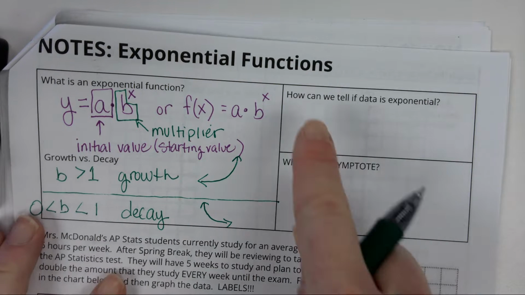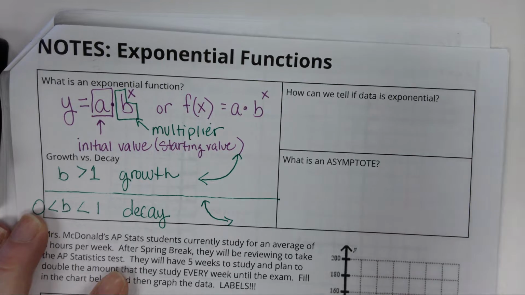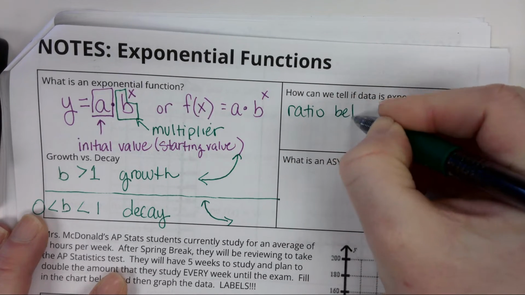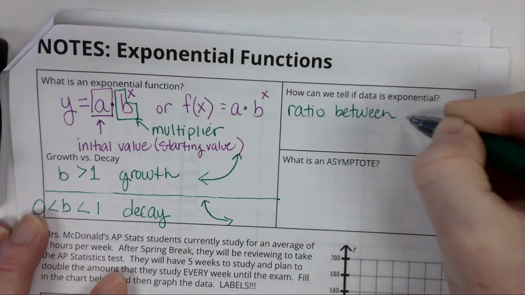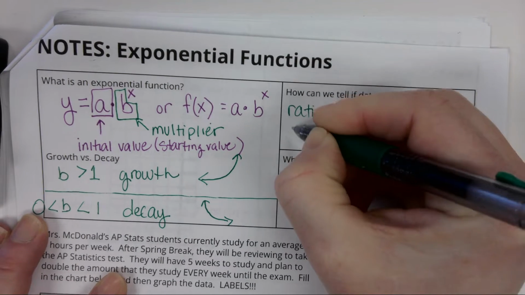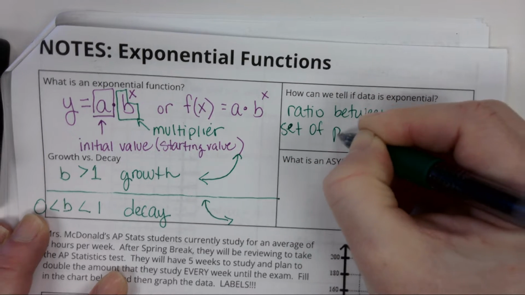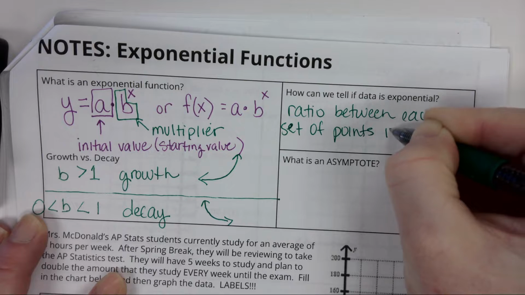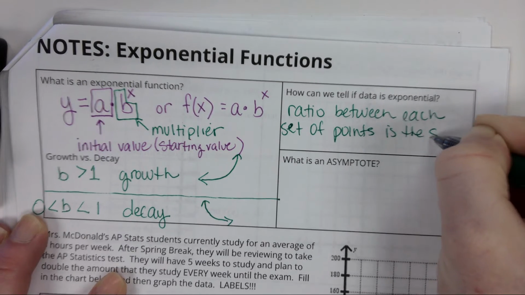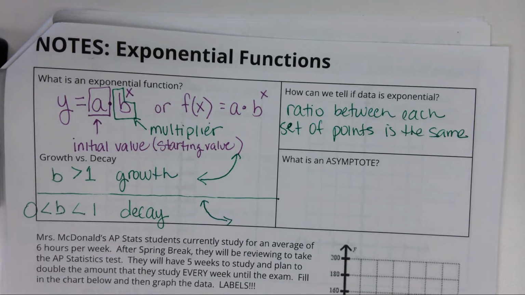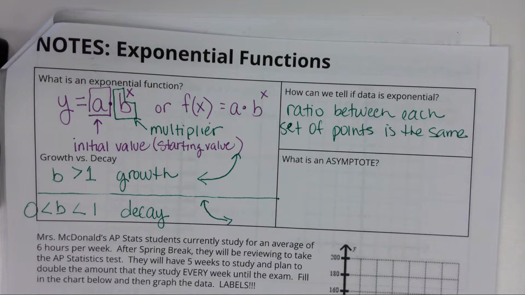So how can we tell if data is exponential? The ratio between each set of points is the same. The ratio between each set of points is the same. Okay, and we'll get to some of those in a minute.